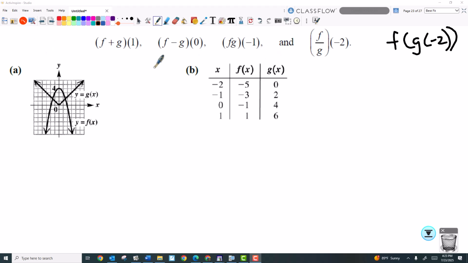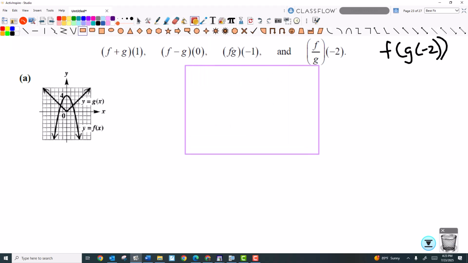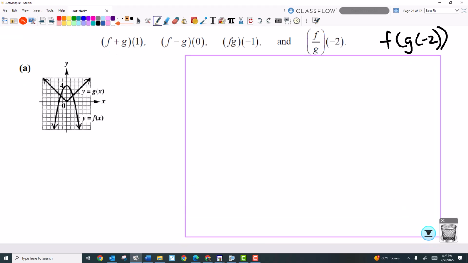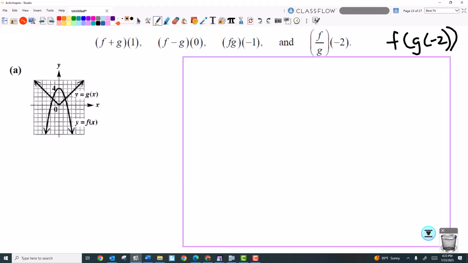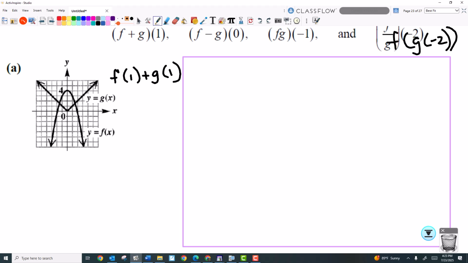So I'm going to start with f plus g of 1. Hold on, I'm just going to cover this up for just a second. That'll give me some working room, and then I'll erase and go back to the other one. So for f plus g of 1, you would do f of 1 plus g of 1. That's all that means. F of 1 is here, and g of 1 is here.